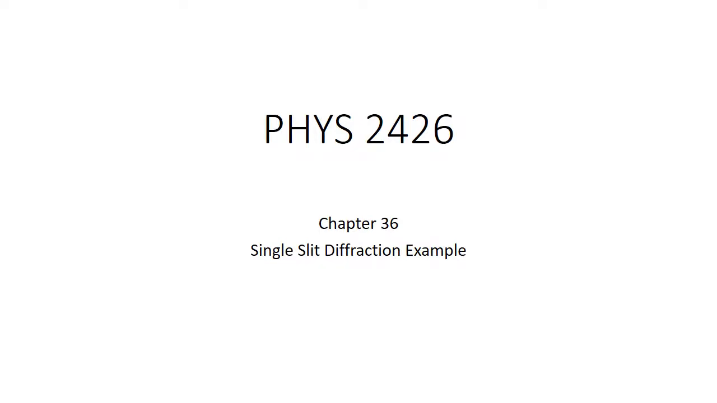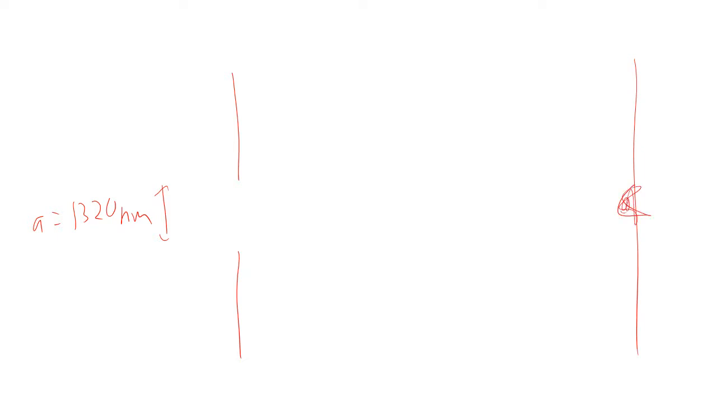Okay, so let's do an example with single slit diffraction. Let's imagine that we have a slit here, and the slit is a width A, and let's say that this is 1320 nanometers. Then on the screen over here, we get a bright spot in the middle, and the minimum of the bright spot is going to be out here.